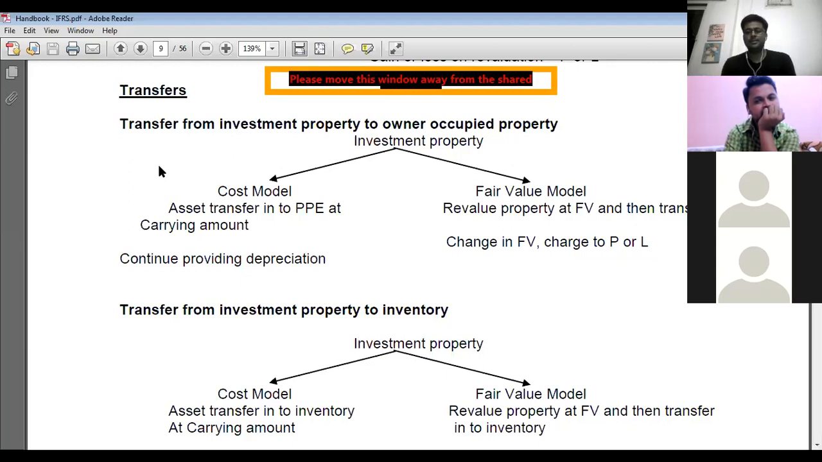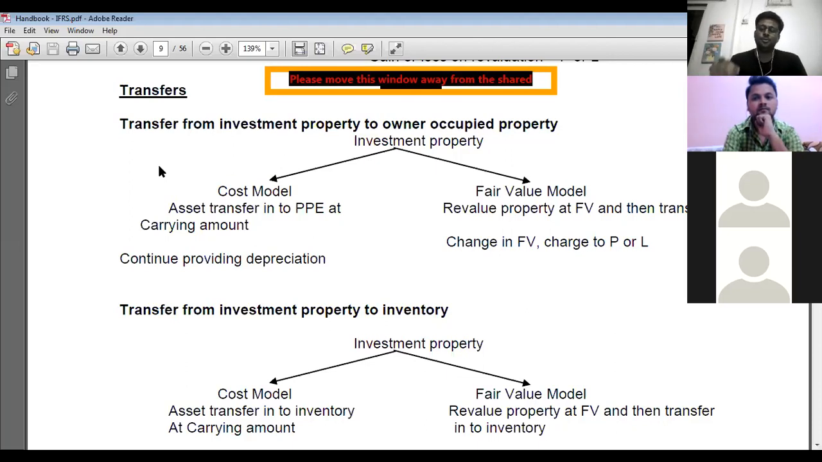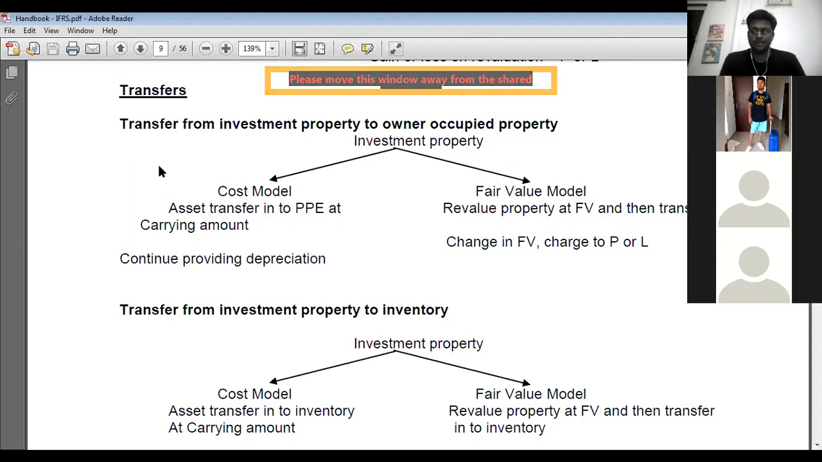Say if currently building is rented out to someone, that means it is investment property. So whenever it is investment property, how we are accounting it? At cost model or fair value model, we need to see that. Previously it was owner-occupied property, that means we are utilizing the building for our own office. Now entity is moving to some bigger office and that old office they are giving to someone on rent. So it is a transfer from owner occupied property to investment property. Here also we need to see at what price this transfer will happen. Whenever the property will be converted into investment property, what accounting treatment we are going to follow for investment property, cost model or fair value model.